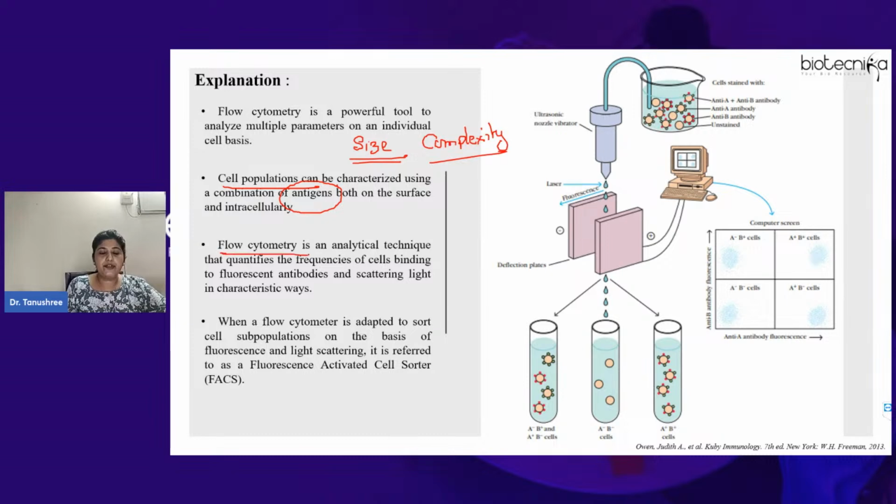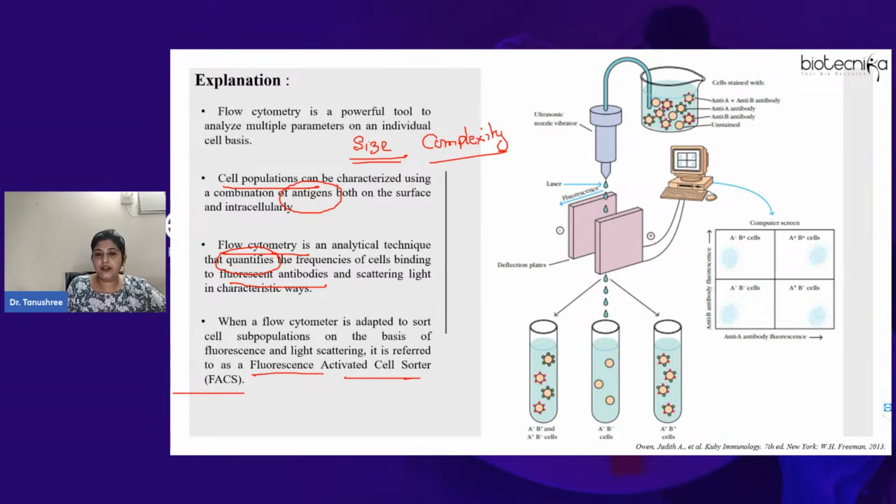Flow cytometry is an analytical technique. You can quantify the frequency of cells which are bound to a particular fluorescent antibody. And we have an advancement in conventional flow cytometry, using which we can even sort the cells into different containers. That advancement is FACS, that is, fluorescence activated cell sorting.